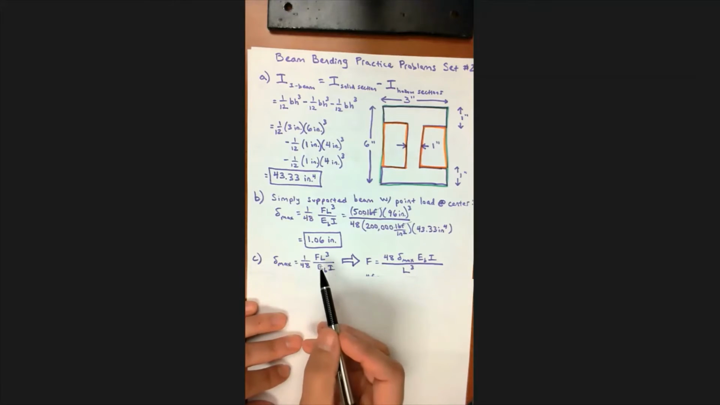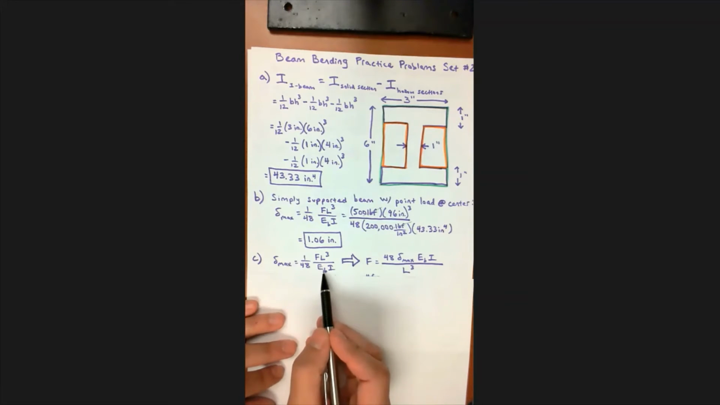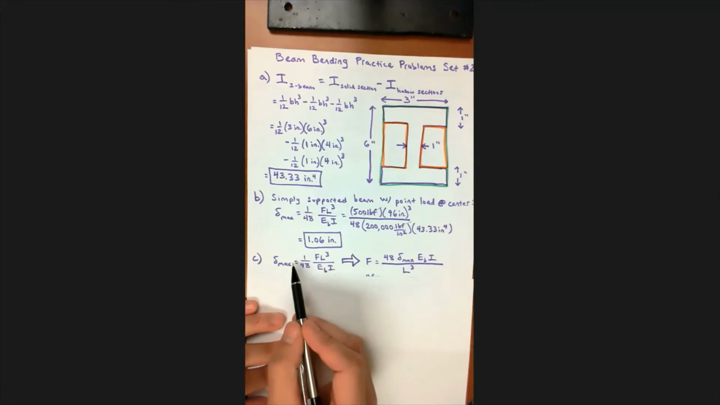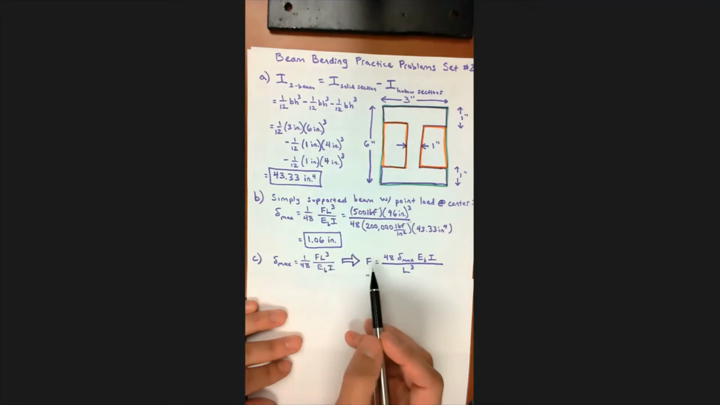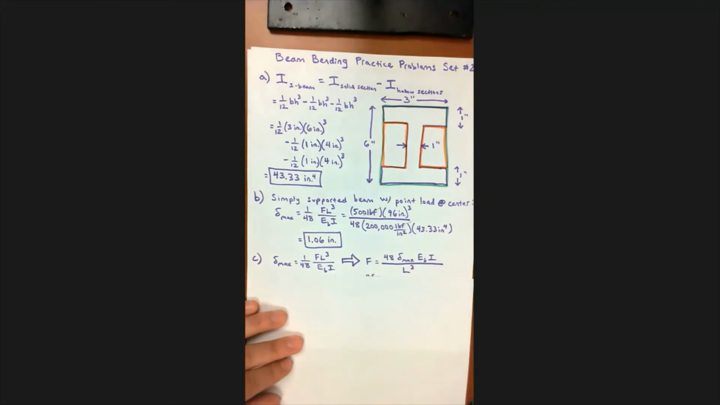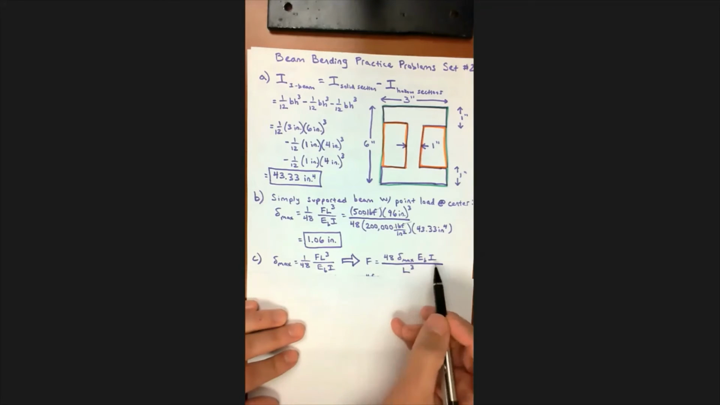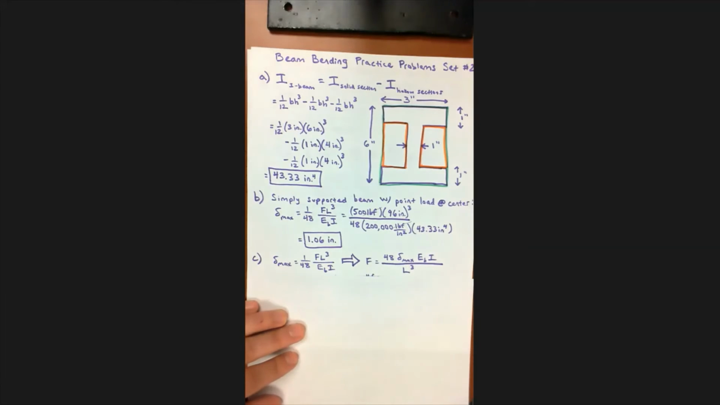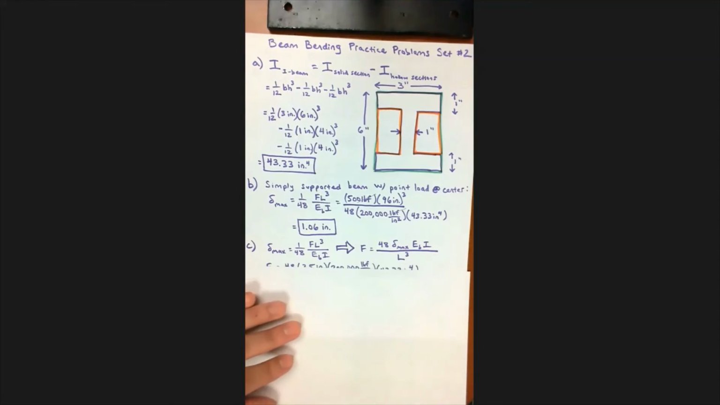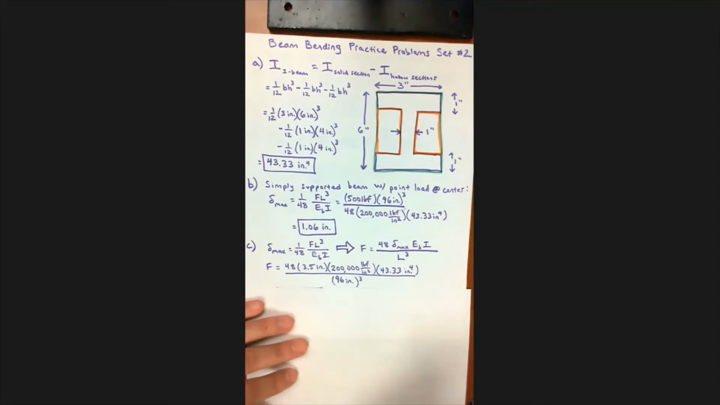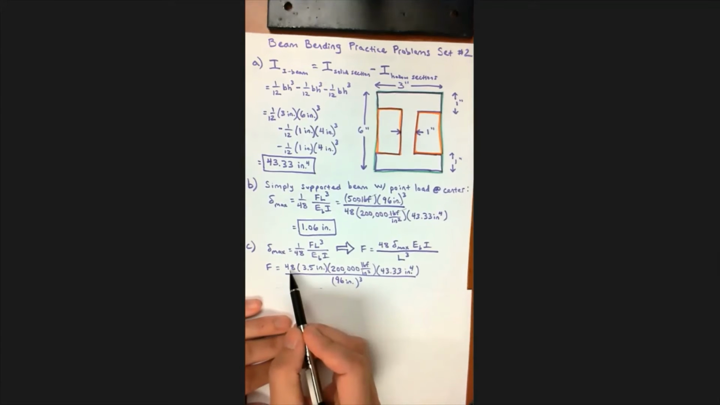So multiply both sides times 48 E sub B times I, and divide both sides by L cubed, and you get this equation for the force. And now we know all of these things, and so we can just plug them in. With units, once again, be careful, keep your units. So plug in for 48, that's part of the constant.